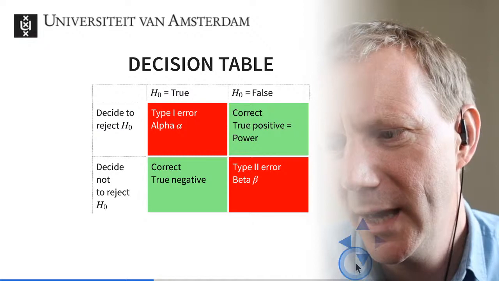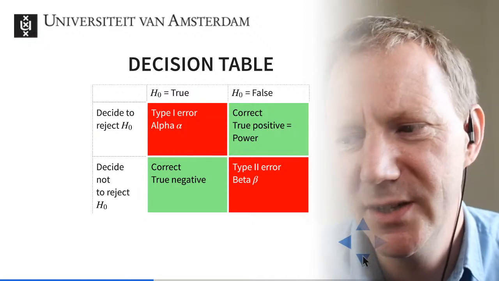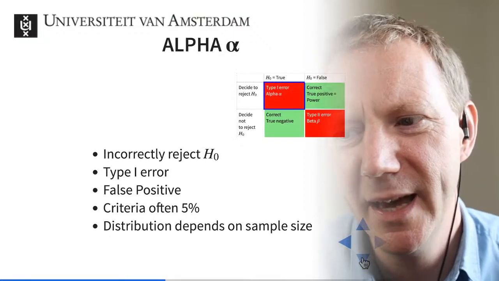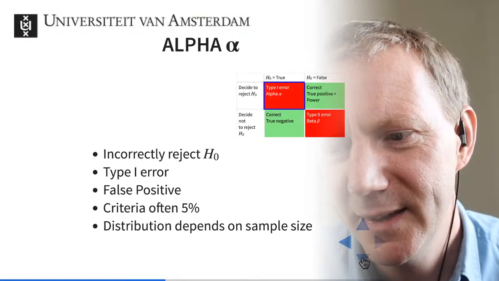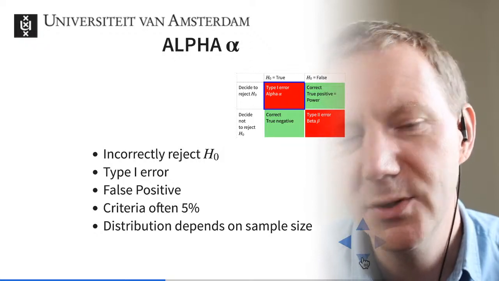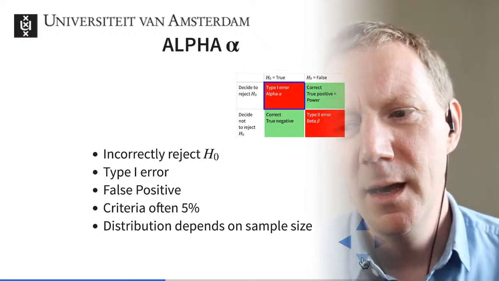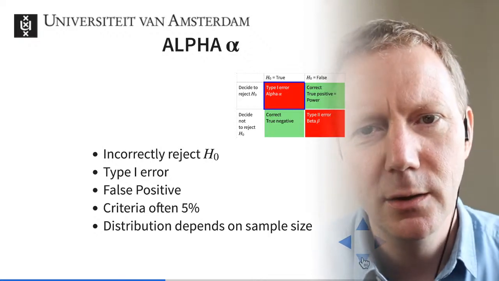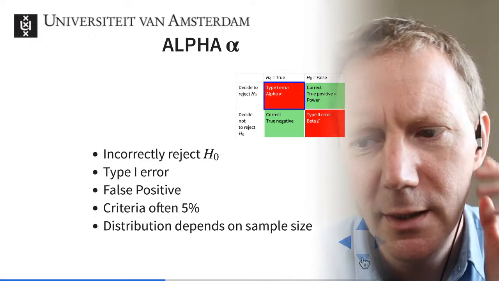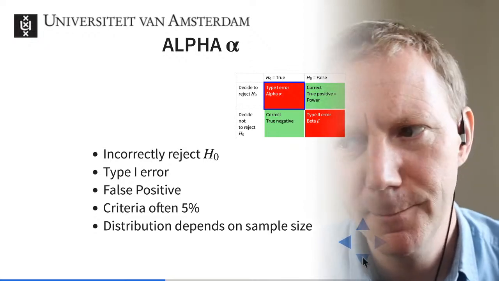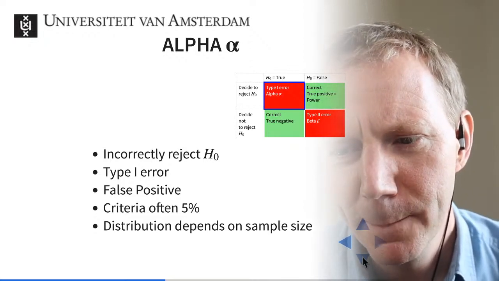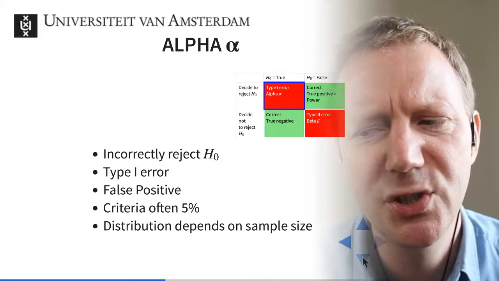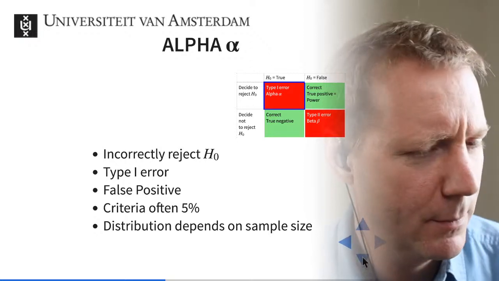The decision table, and as was mentioned in the chat, we will start with the first part, namely alpha, and that is indeed a type 1 error, which is a false positive. And in psychological research, it is mostly set to 5%. Can you think of any situation where you would want to change this 5%?